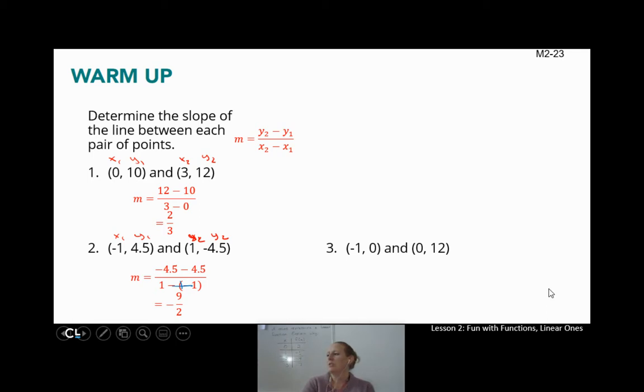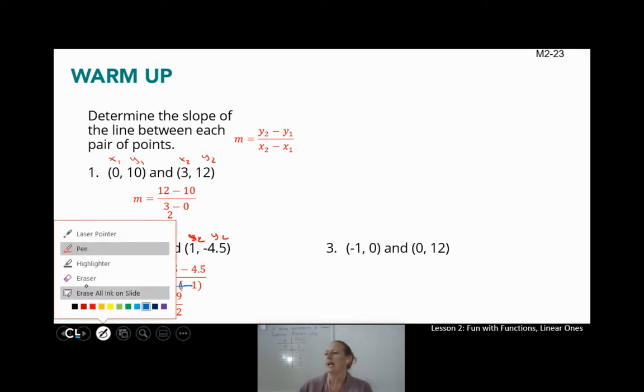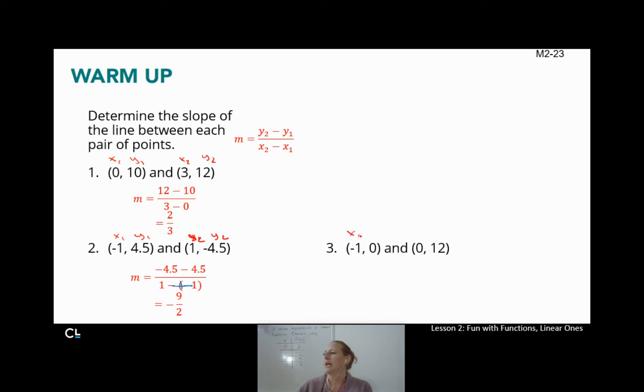And last but not least, for number 3, again, this is my first x and my first y, my second x and my second y. So I'll subtract the y's on top, just like the formula, 12 minus 0, and I'll subtract my x's on the bottom, 0 minus a negative 1. 12 minus 0 is 12, and of course, minus a negative makes that a plus, so 0 plus 1 is 1. So I have 12 over 1, which does simplify down to just 12. If you left it as 12 over 1, that would have been okay as well. So we found our slope for all of these.